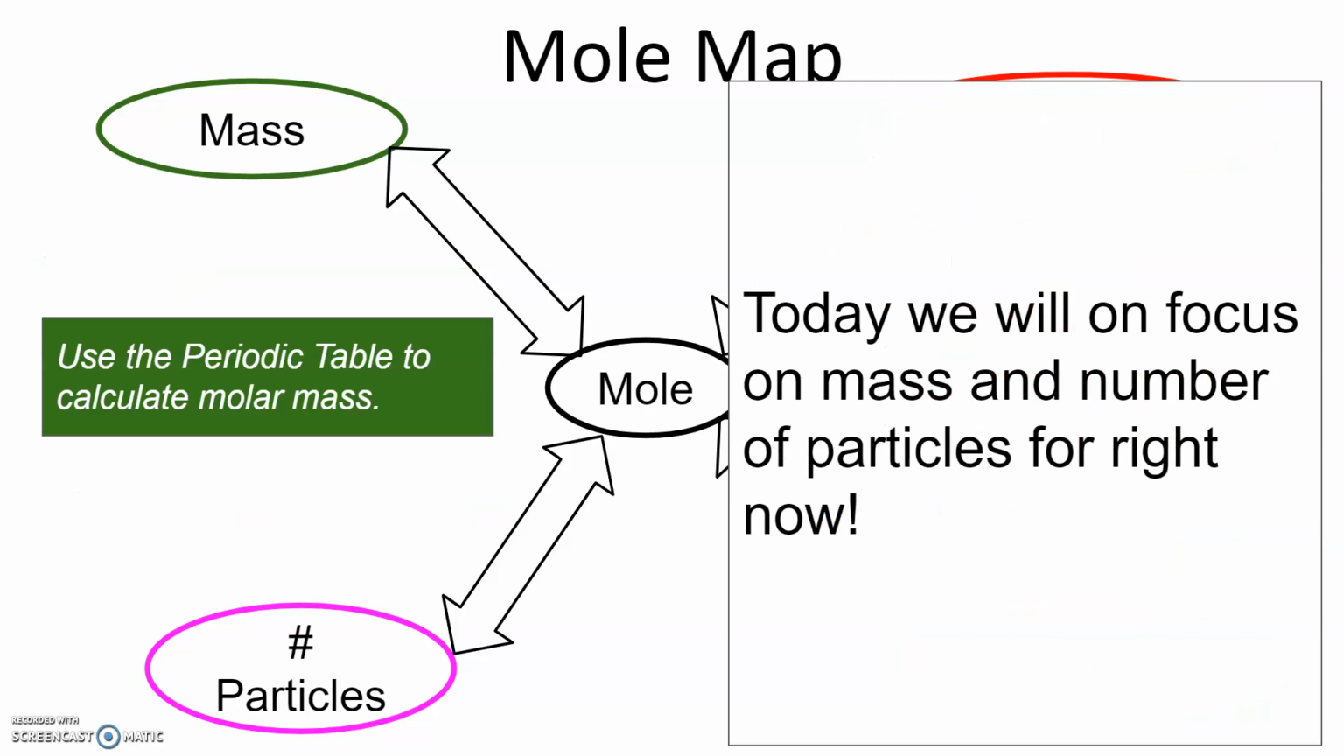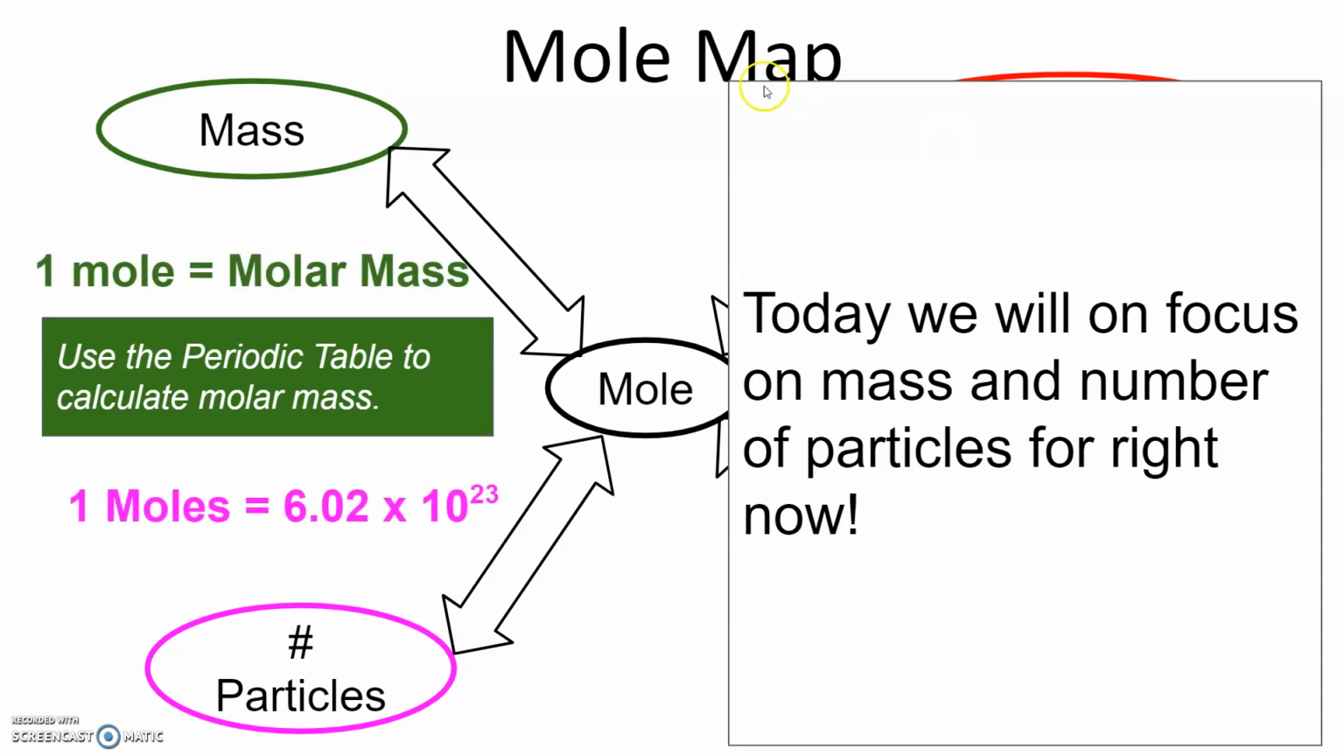Okay, so now that you have that filled out, we're going to just focus on these two sections today, mass and number of particles. So when you want to go from mass to moles or from moles to mass, you have to use the molar mass. Remember, the molar mass we get from the periodic table. Remember, 1 mole equals a molar mass because that's what the molar mass is. It's the mass of 1 mole of a substance.